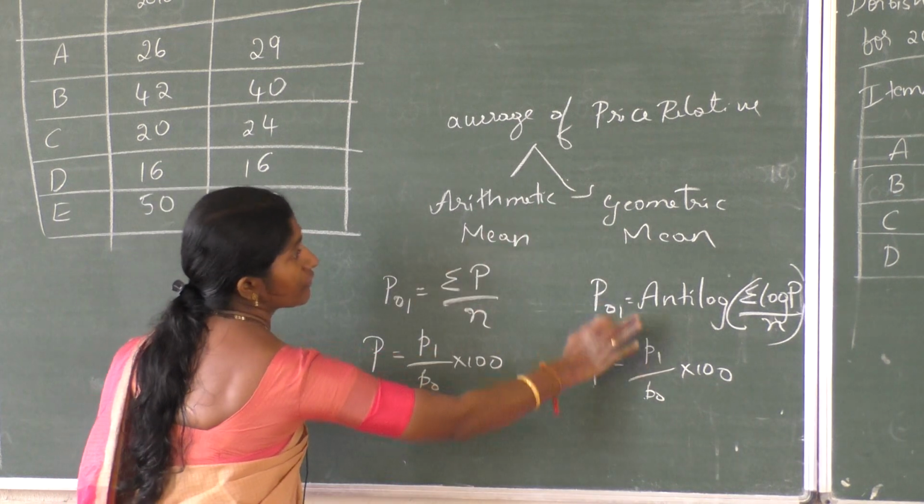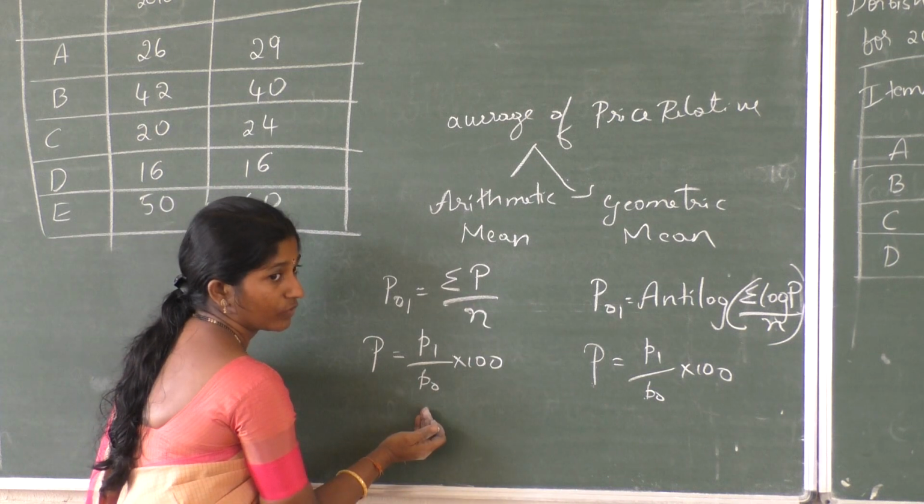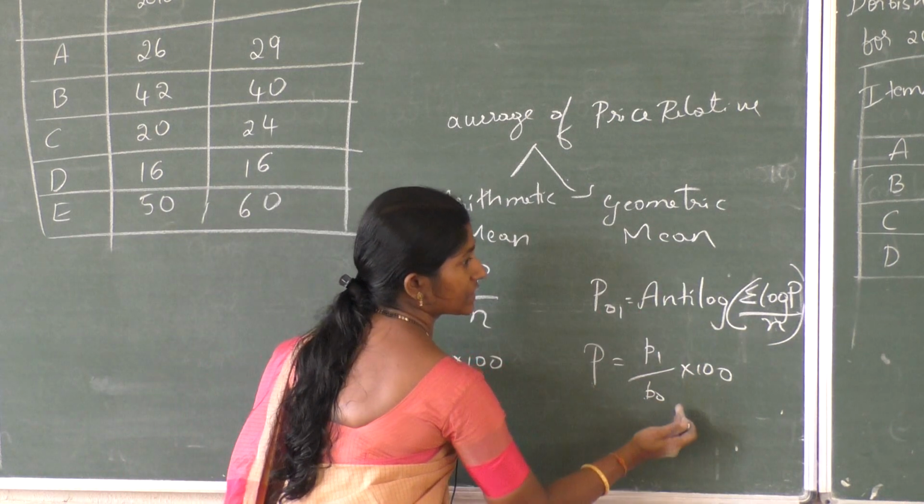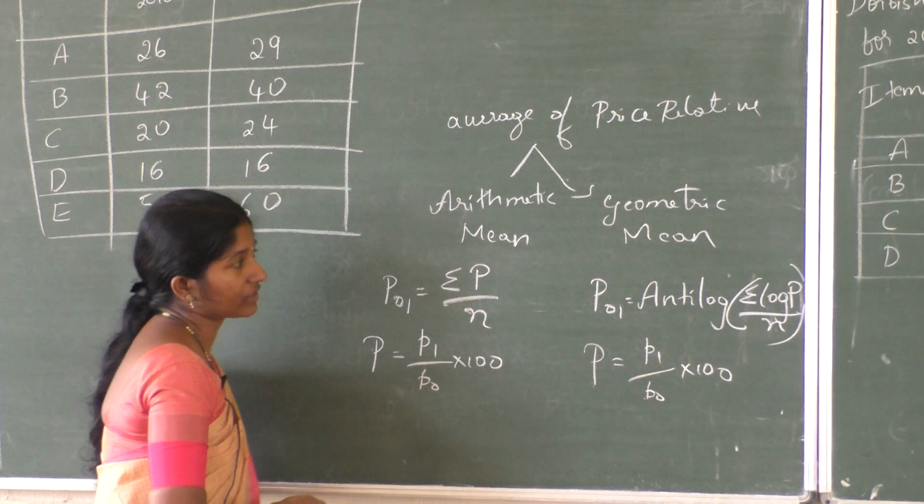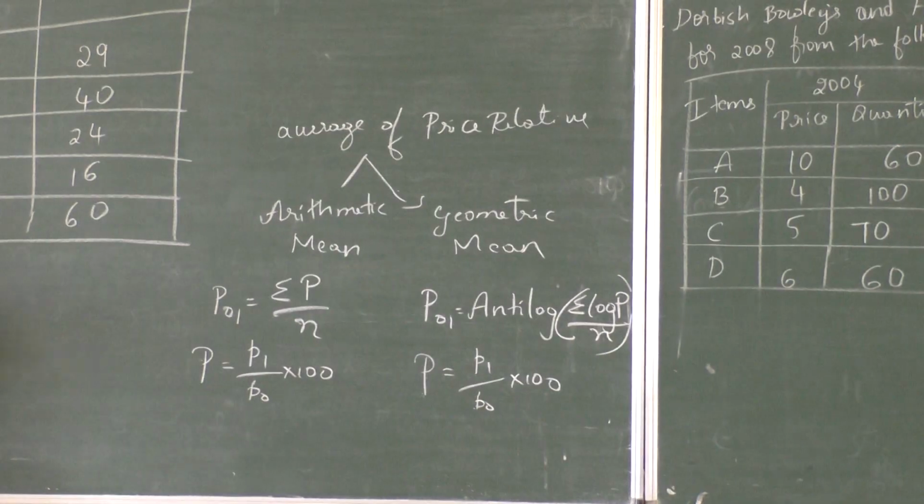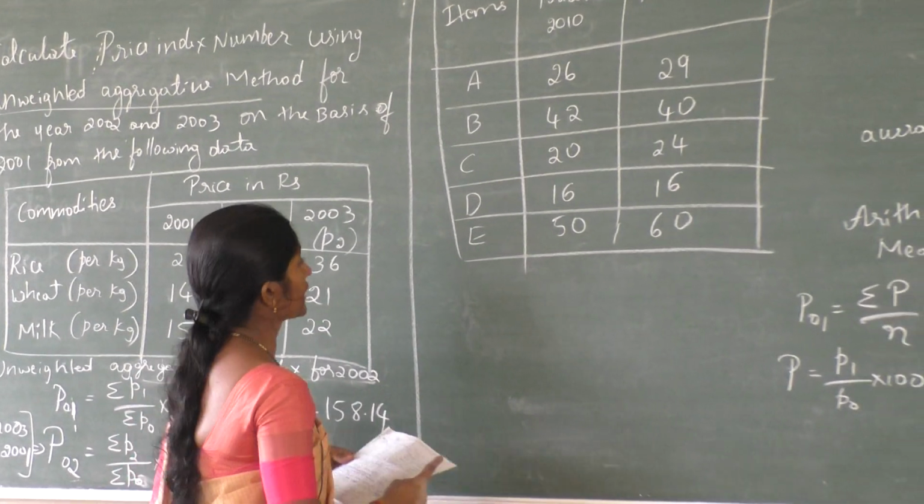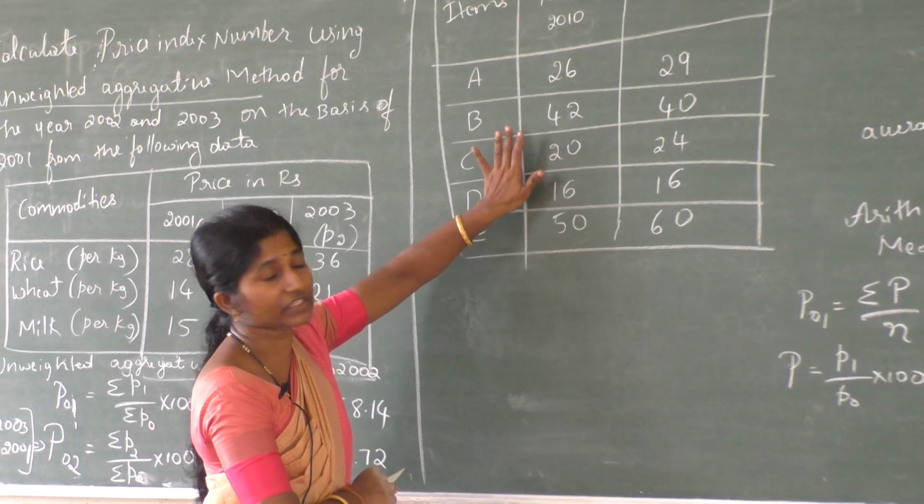See, this is the formula of average of price relative by taking arithmetic mean, one of the formulas. Another formula is by taking geometric mean. So I have written one problem, that is finding arithmetic mean and geometric mean.